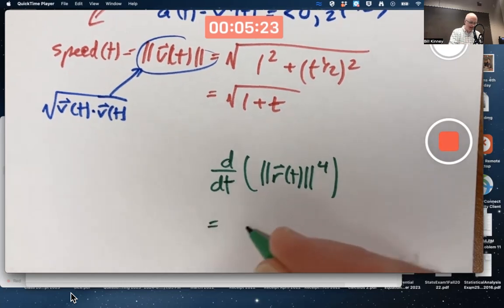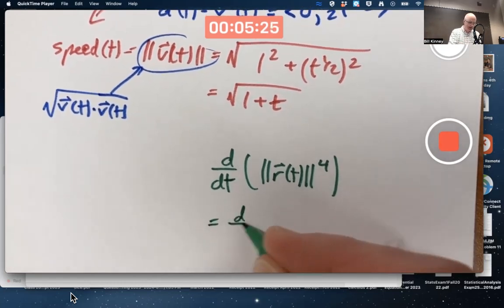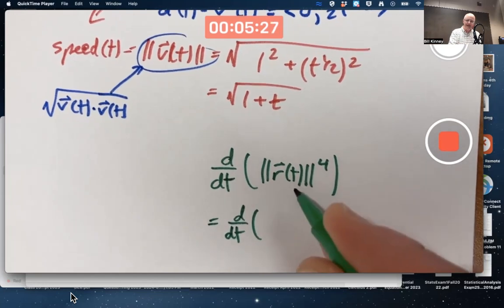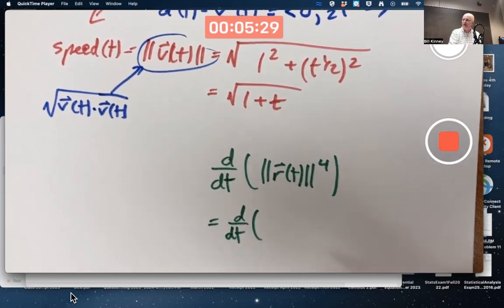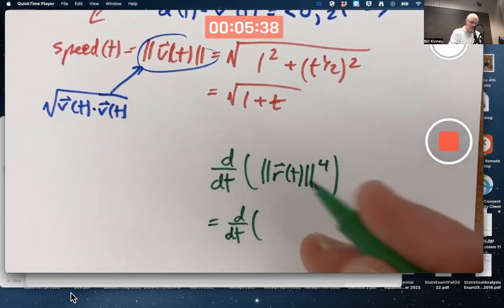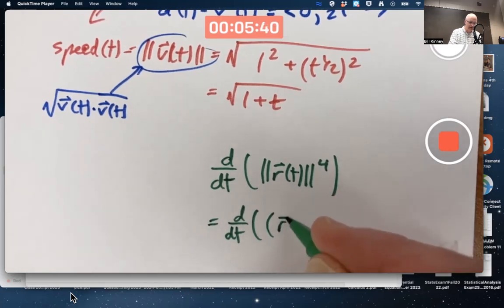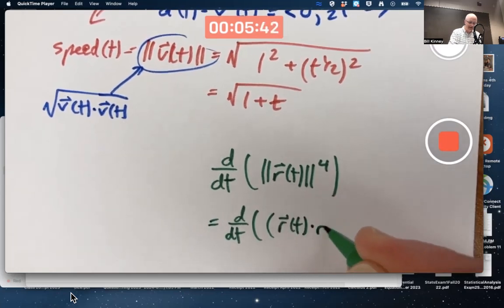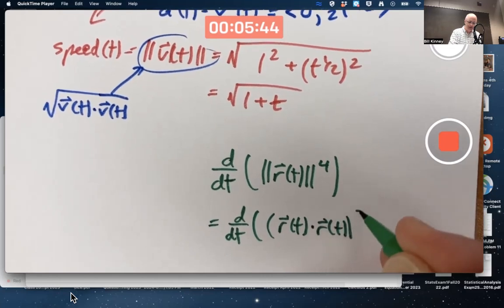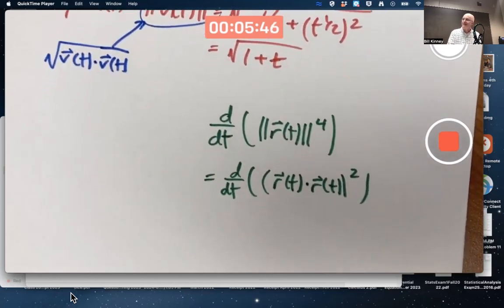What's the way to figure this kind of thing out? You need to realize that the magnitude of a vector to the fourth power, since the magnitude of a vector squared is the vector dotted with itself, is going to be the vector dotted with itself, squared. That's what you need to realize.